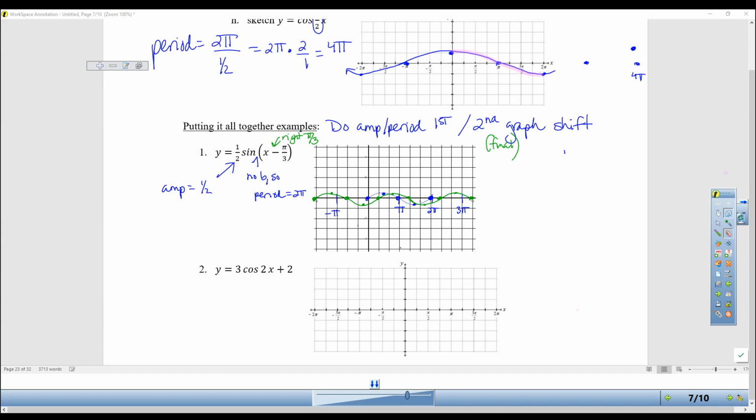So again, for me, the easiest way to make these graphs is to always do the amplitude and the period first. So the amplitude is going to be 3, and b is equal to 2. So the period is going to be equal to 2 pi over b, and 2 pi over 2 simplifies to pi. So I think to myself, well, cosine is going to finish by pi. Cosine normally starts at 1 and ends at 1, but I'm going to start at 3 and end at 3.